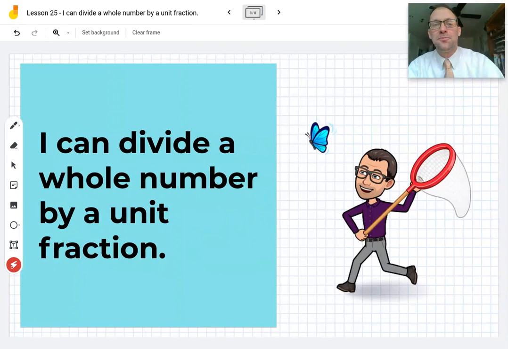All right. Today, our learning target is I can divide a whole number by a unit fraction. Are you ready to give this a try? Let's do it.